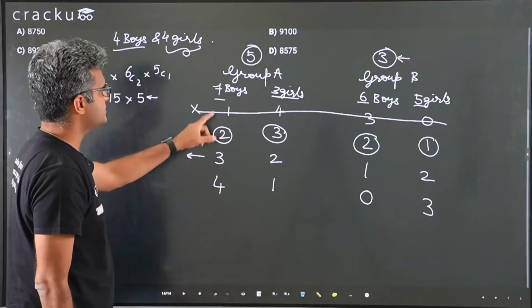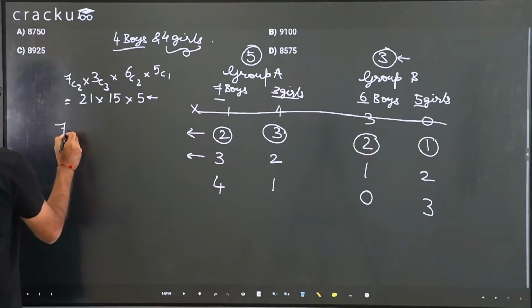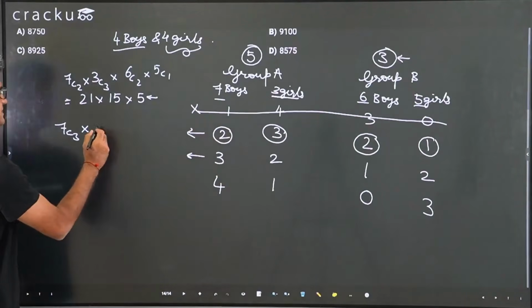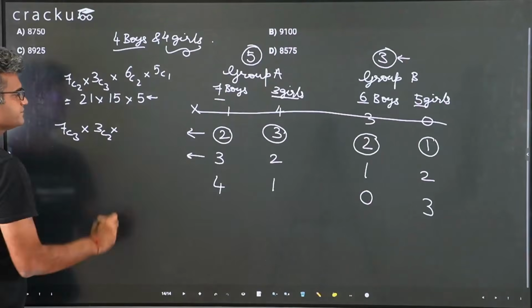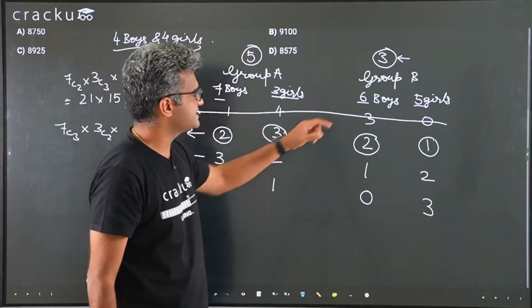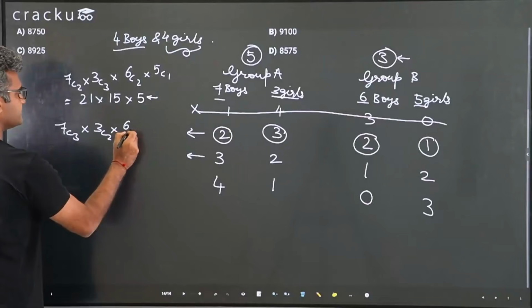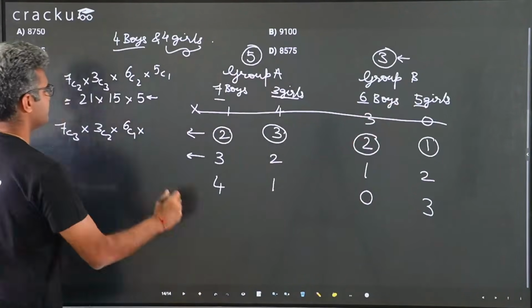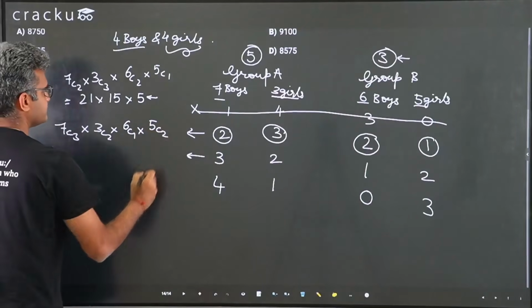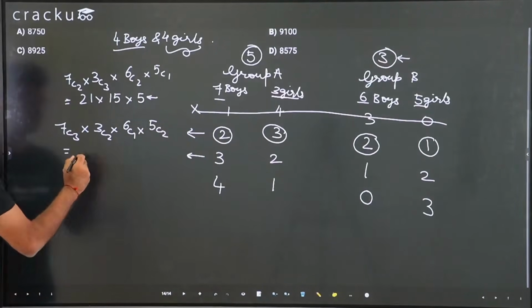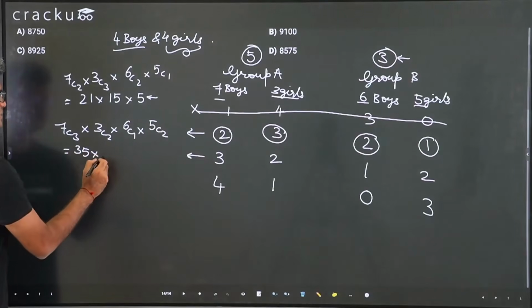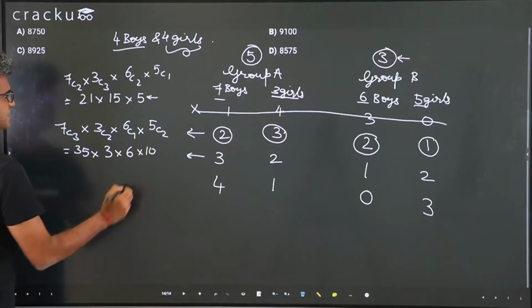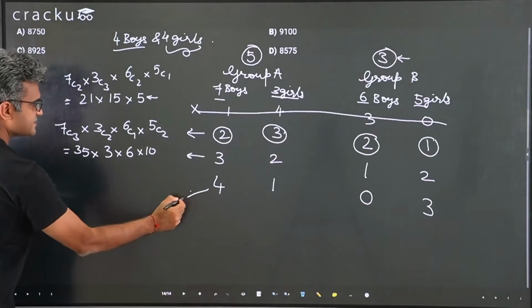We need to select 3 boys from 7 that can be done in 7C3 ways. We need to select 2 girls from 3 that can be done in 3C2 ways. We need to select 1 boy from 6 that can be done in 6C1 ways. And we need to select 2 girls from 5 that can be done in 5C2 ways. This is equal to, what is 7C3? It is 35 into 3C2 is 3 into 6C1 is 6 into 5C2 is 10. What about the last case?